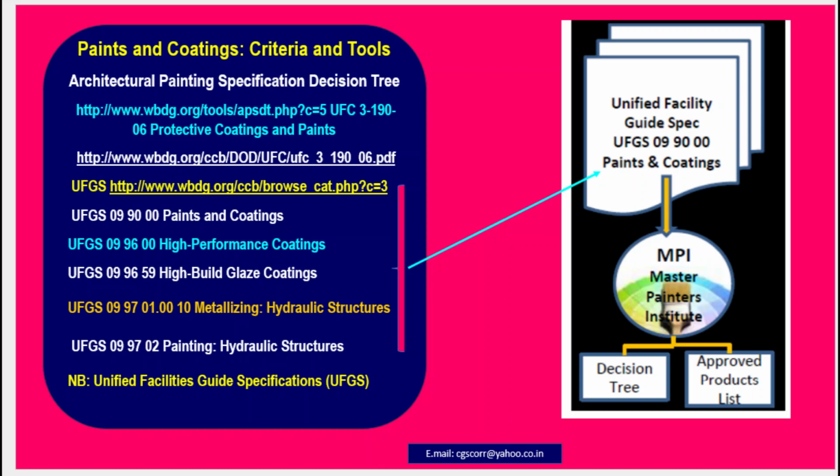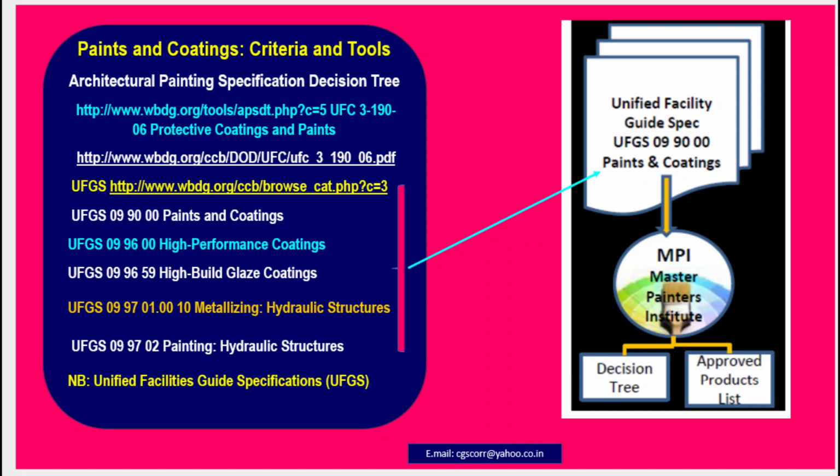Paints and coatings criteria and tools. Architectural painting specification decision tree. The figure on the right side gives you an overall picture about the Unified Facilities Guide Specifications for paints and coatings. If you go down, you will get Master Painters Institute, MPI, which has two branches: one is the decision tree and the other is the approved product list. Again, coming to the left hand side, Unified Facilities Guide Specification, UFGS.